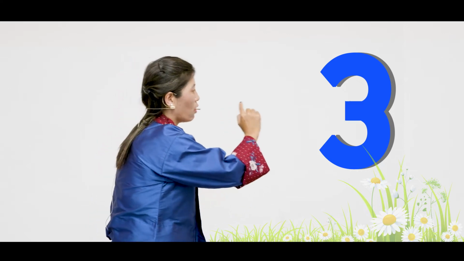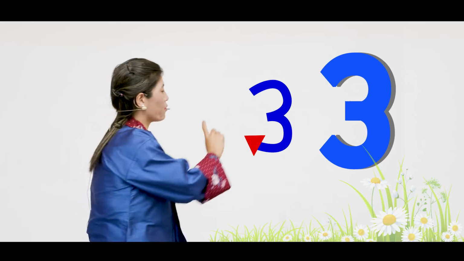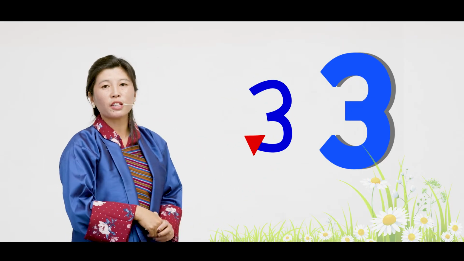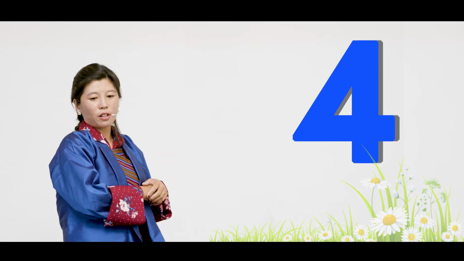Let's look at number 3 now. Look at this. This is number 3. Let's see how we write number 3. Follow the arrow again here. Follow the arrow. Do it again. Follow the arrow. Now it's your turn to try writing number 3. Good. Now let's look at another number.